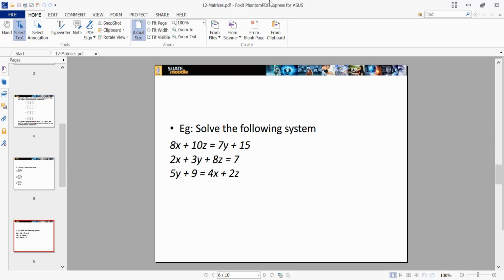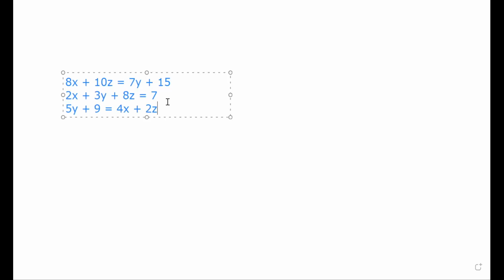First, I'm going to write the equation. So this is the given equation. Okay, this is equation 1, 2, and equation 3. First target, you have to convert the equations into the format of x plus y plus z is equal to some constant. So I'm going to convert the first equation, this one.